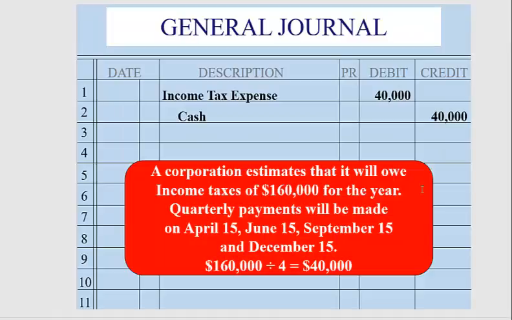So here's an example. We have a corporation that estimates it will owe income taxes of $160,000 for the year. Quarterly payments will be made on April 15th, June 15th, September 15th, and December 15th. So to get our quarterly payment, we take the $160,000 estimate, divide it by the 4 payments, and we come up with $40,000. So the first payment would be on April 15th.